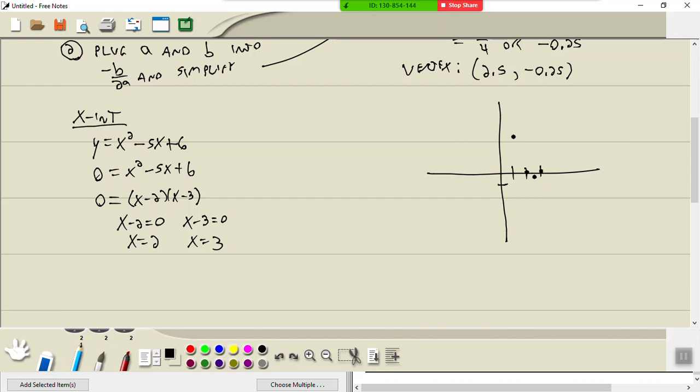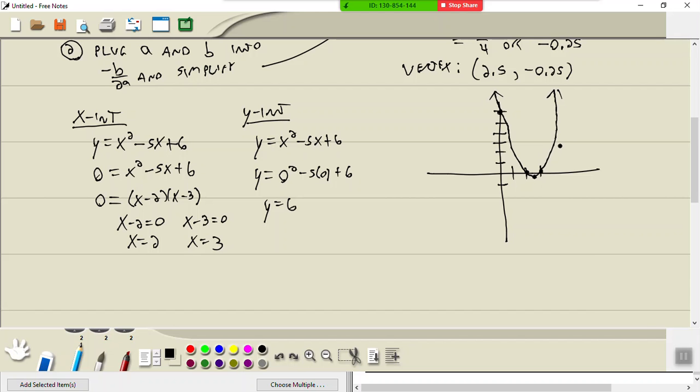Then, since I know it's kind of a U-shape, I could go ahead and estimate it now. If you want a little bit more precision, you could find the y-intercept. For the y-intercept, you plug 0 in for x. So I'd have y is equal to 0 squared minus 5 times 0 plus 6, or y is equal to 6. Which means I'd put a point at 6. And so I know it's a U-shaped graph. So I could then finish my sketch, and that would give me that graph.